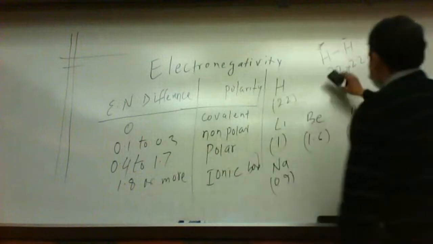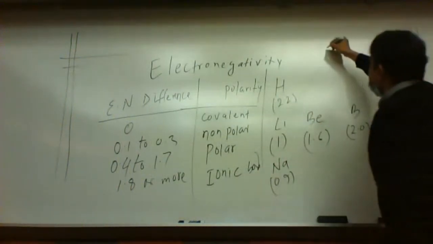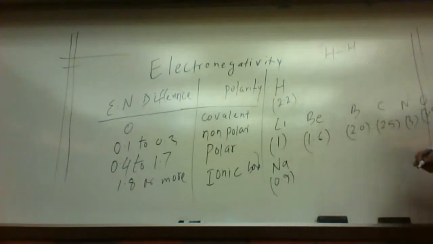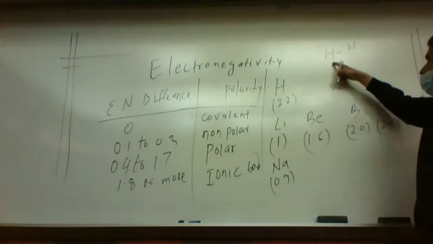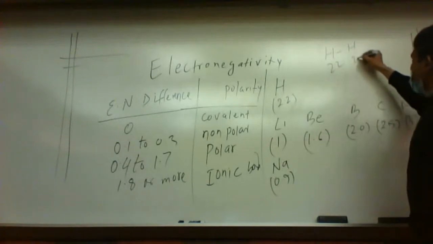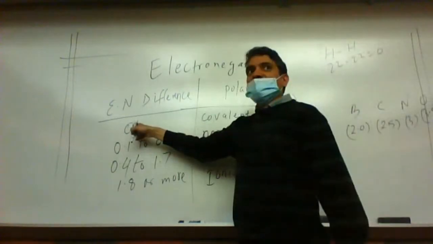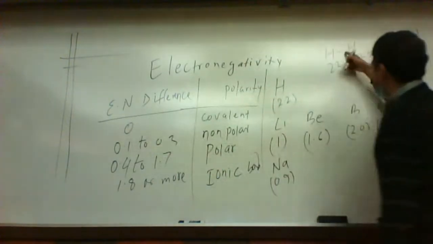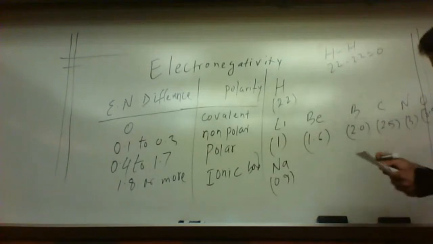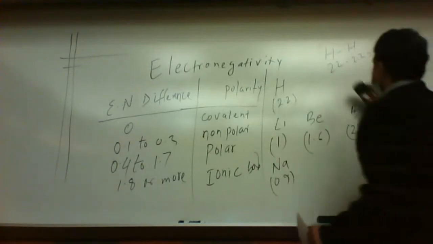So let's practice a couple of problems here. How about H2? I have one example there. This is a hydrogen molecule. What is the electronegativity difference between these two atoms? 2.2, and this hydrogen is 2.2. 2.2 minus 2.2 is 0. So the electronegativity difference is 0 here. So 0 means this bond is a completely covalent bond.